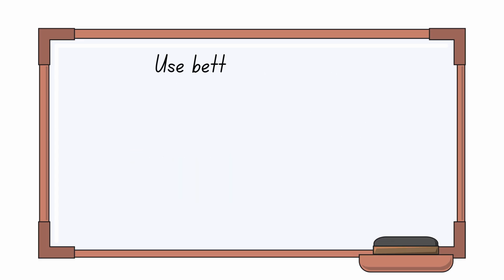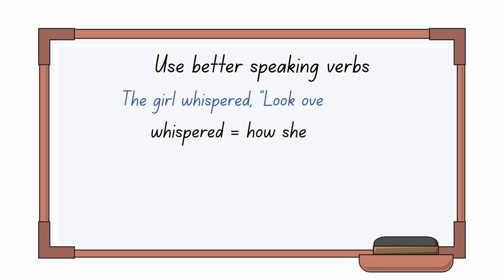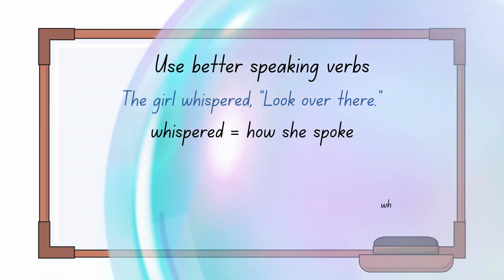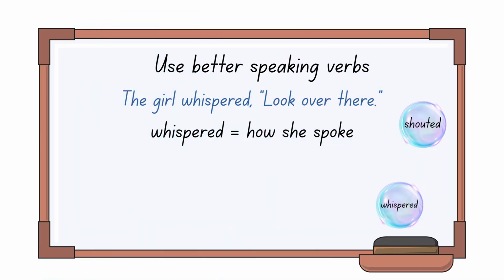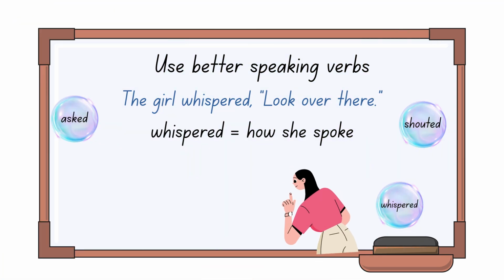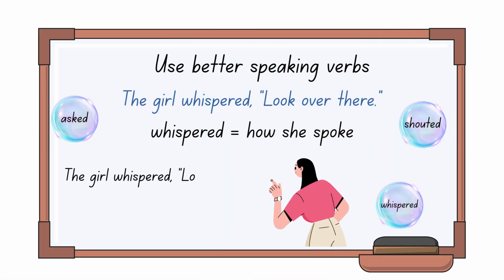We can also choose better speaking verbs. Instead of always using said, we can use words like whispered, shouted, or asked. These words help the reader understand how the character spoke.